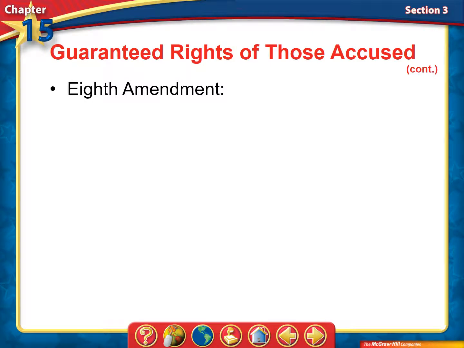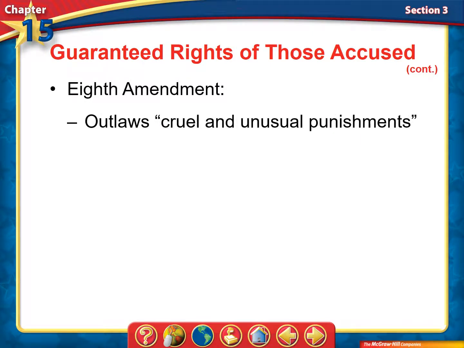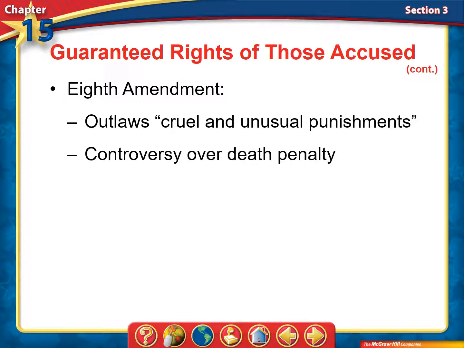Okay, the Eighth Amendment. The Eighth Amendment outlaws cruel and unusual punishment. The punishment must fit the crime. And this has raised questions about the use of the death penalty. Is the death penalty cruel and unusual? And that's a rather controversial question. Some people are pro-death penalty, some people are against the death penalty.